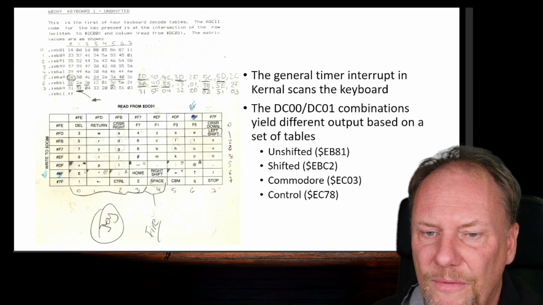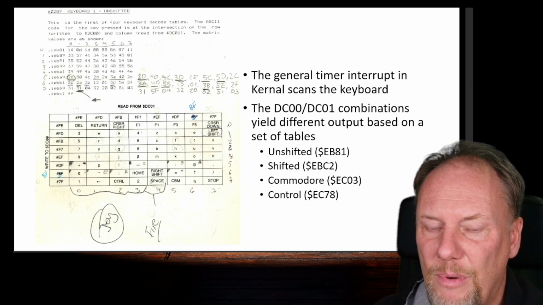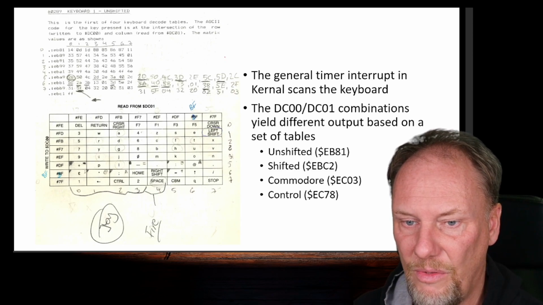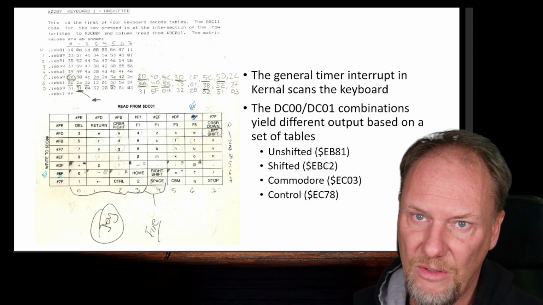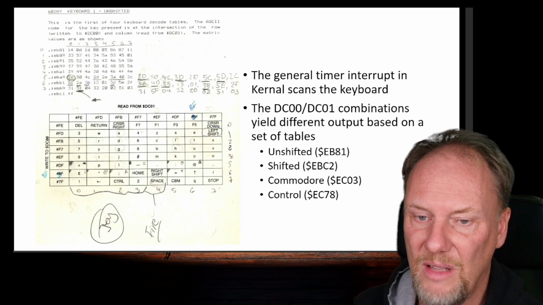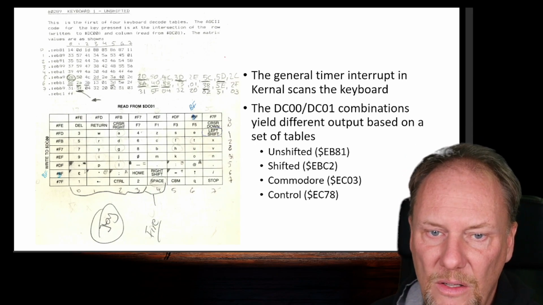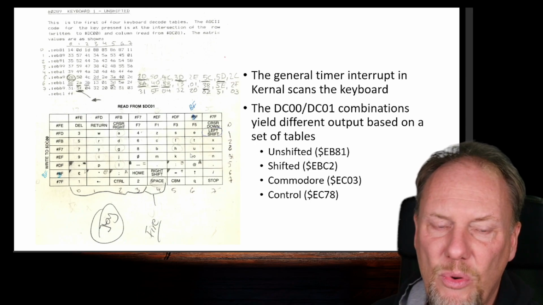And then you have a shifted one, which is on EBC2, and then you have, if you've pressed Commodore and one of the keys, that is on EC03. And then if you've pressed Control and one of the keys, that is in EC78. And so the standard portion is down on the lower left.